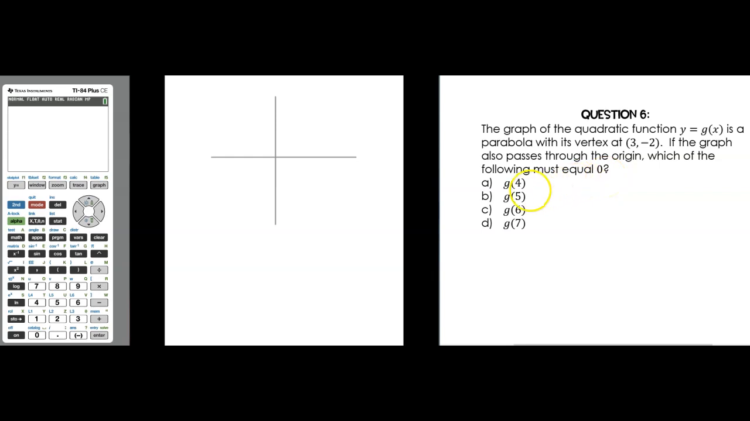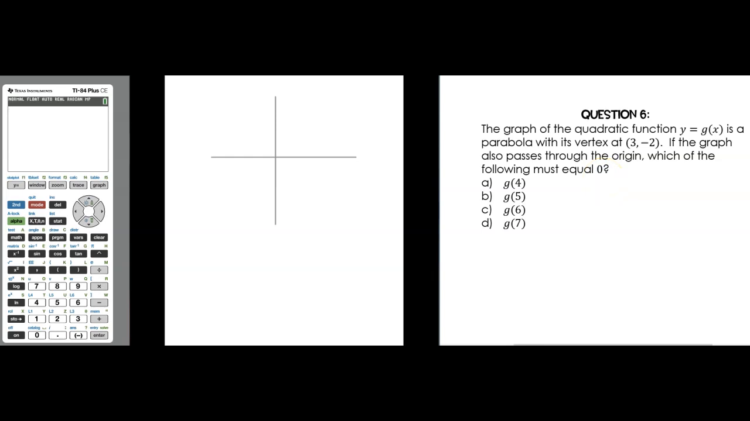If we were to plug in the value 4 for x, would the output be 0? If we were to plug in the value 5 for x, would the output be 0? Similarly, if we evaluated the function using the input 6, using 6 for x, would the output be 0? Or if we used 7 for x, would the output be 0? So that's the question we're trying to answer here, using function notation.